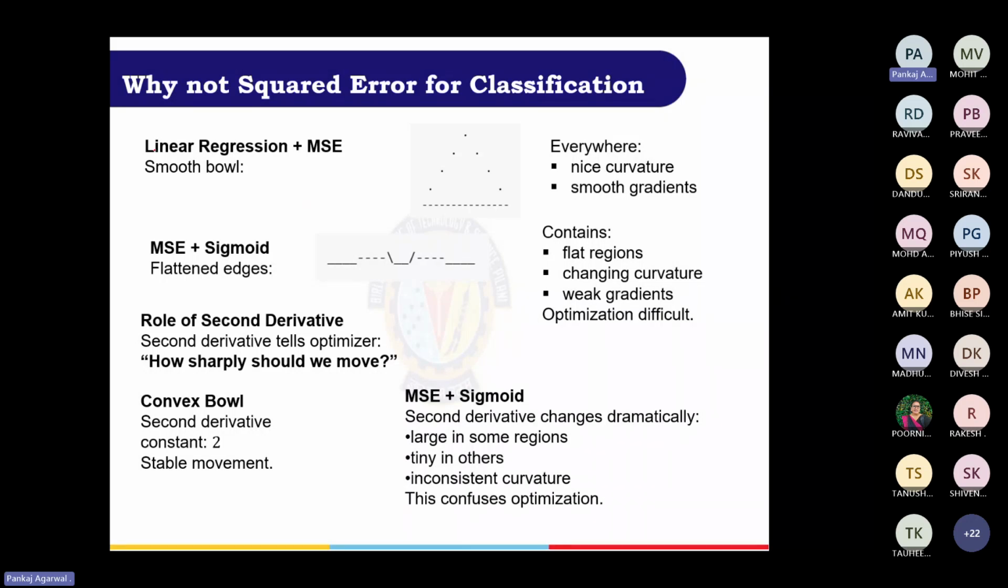So in other words, if we have linear regression plus MSE, you can see very nice curvature and smooth gradients, and I would reach towards a minimum value. If I use MSE plus sigmoid, there would be flattened edges, changing curvature, weak gradients. So optimization becomes very difficult. So the role of the second derivative is what? The second derivative tells the optimizer how sharply we should move. That is why I'm not able to get good results when I'm using MSE plus sigmoid, right?